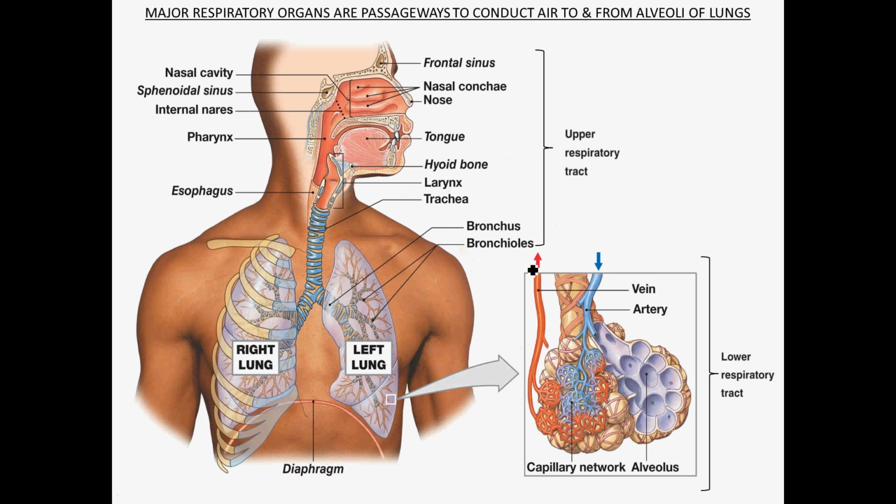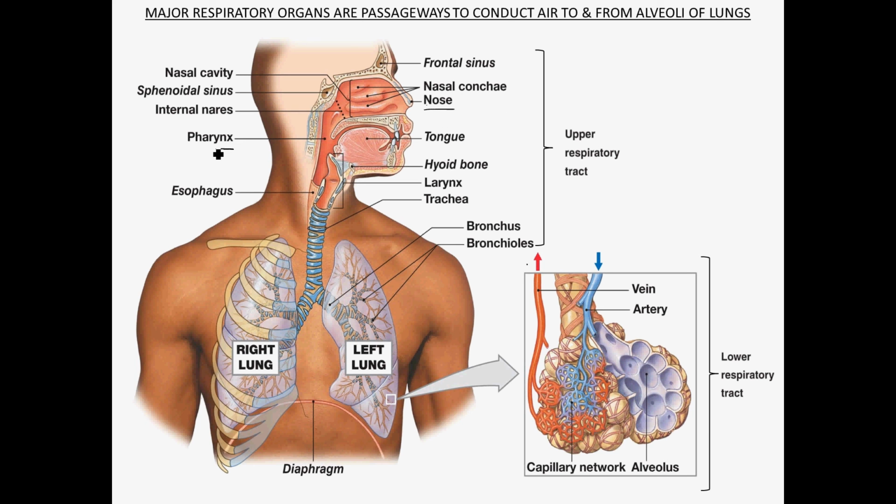So let's take a little bit of a closer view of some of the structures we'll be looking at in other screencasts in more detail. The major respiratory organs are the passageways to conduct air to and from the alveoli of the lungs. Let's start up here where we know some things. This is a sagittal section. Here we have the nose, and we'll be talking about this in detail in another screencast. Air will enter the nose. Air also enters the mouth, but primarily the nose.